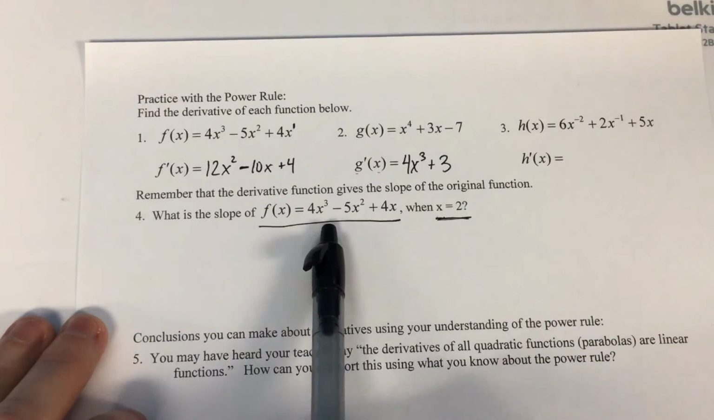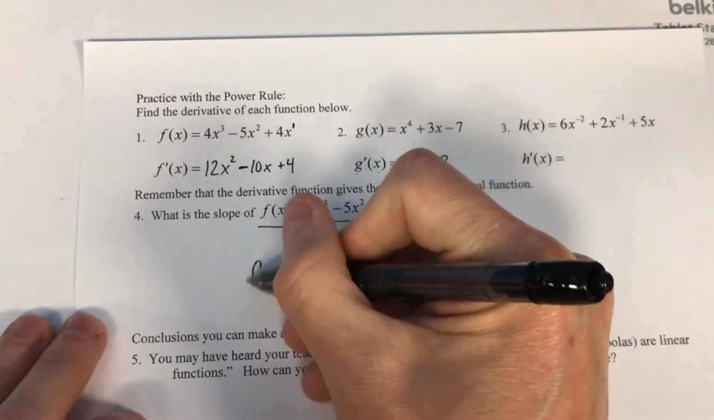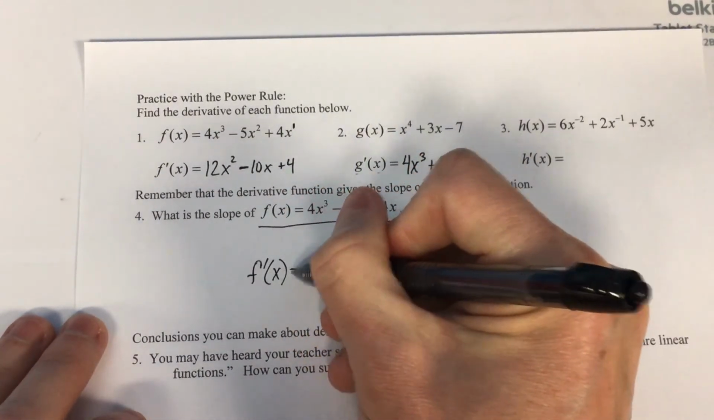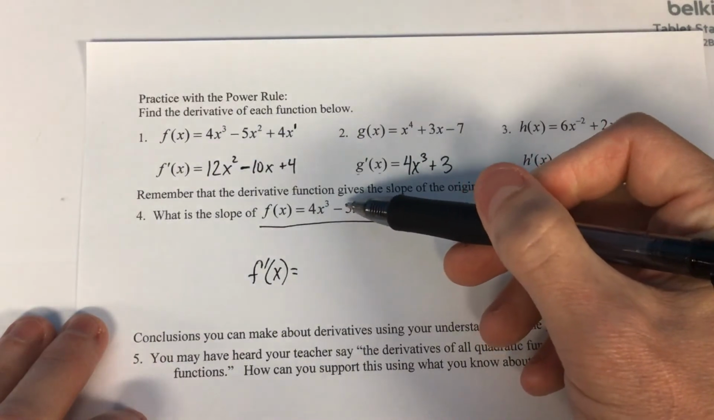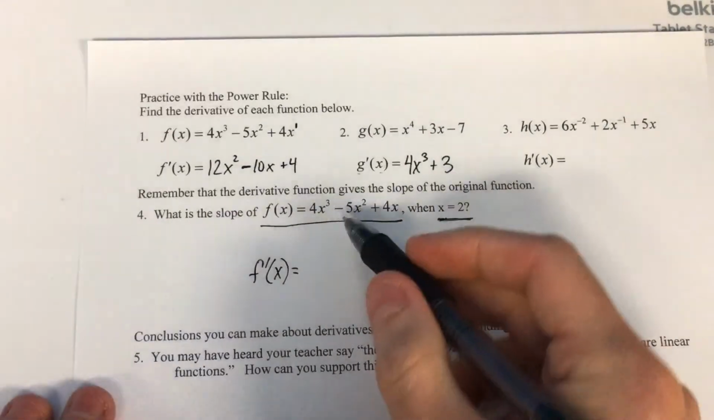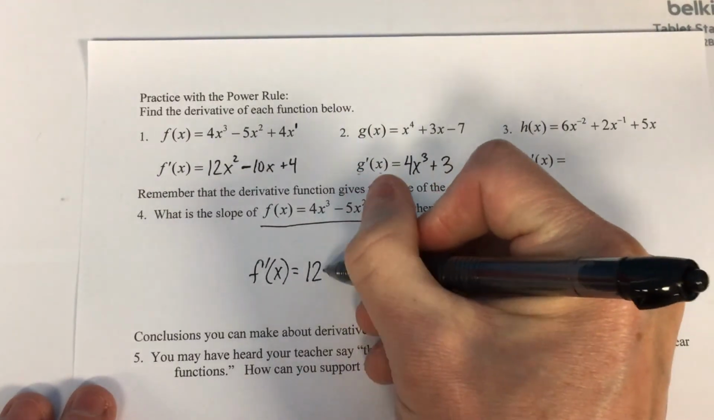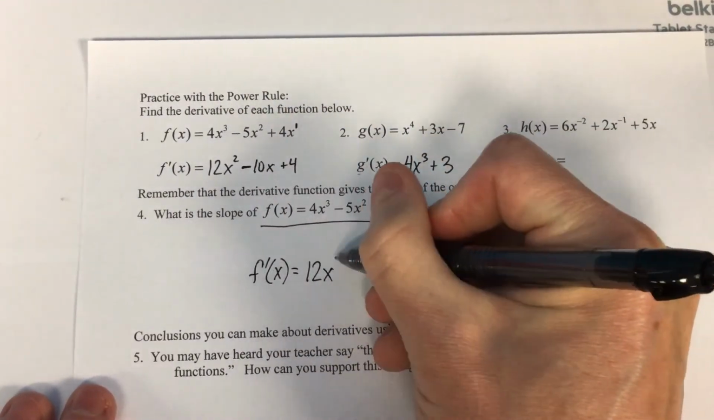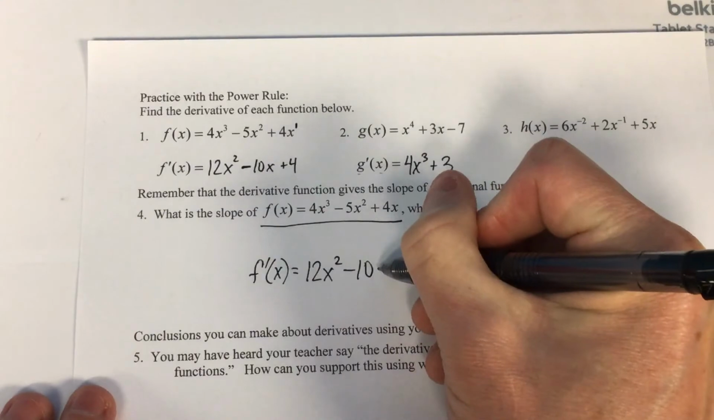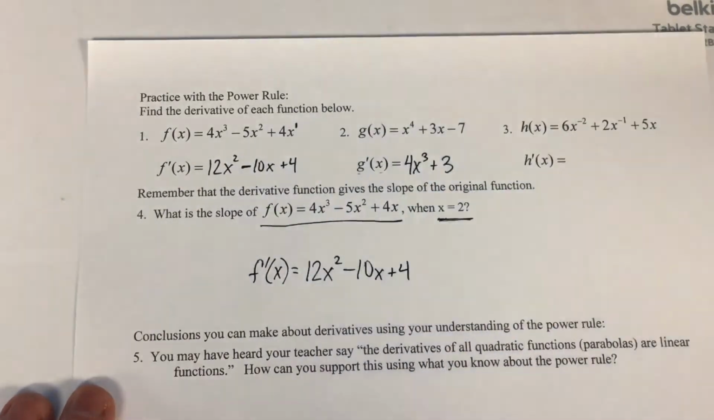If you want to know the slope of this, first thing is find the derivative, because the derivative is basically a function that tells you the slope of this graph. That's all a derivative is. So first find the derivative of this one. So you'd get 12, well, I guess it's the same one we just had up here. You get 12x squared minus 10x plus 4.